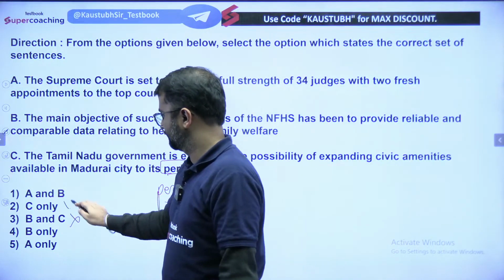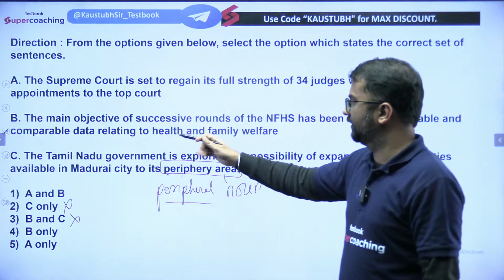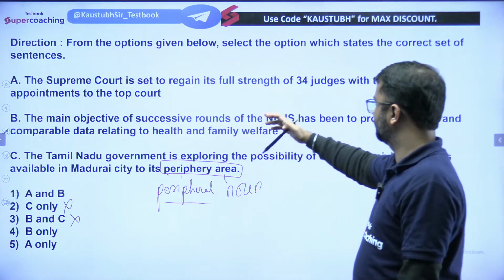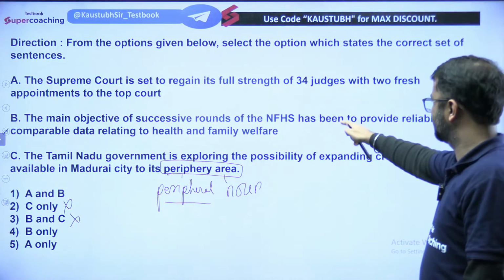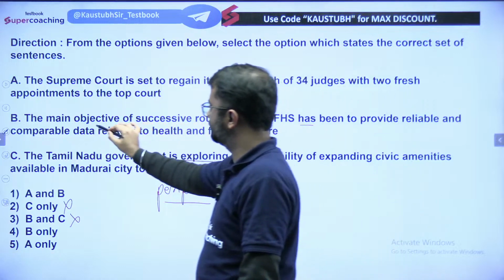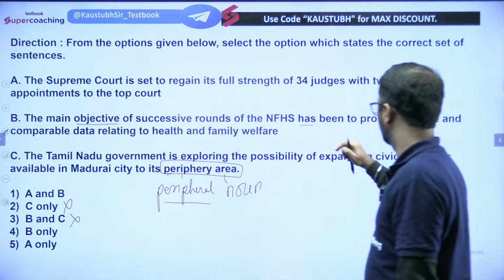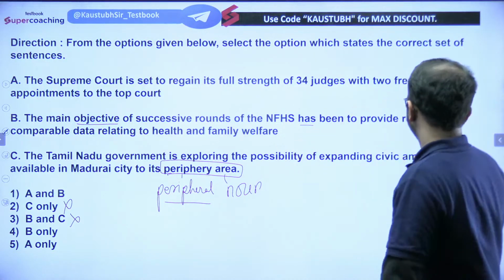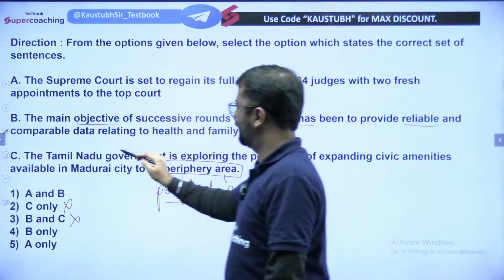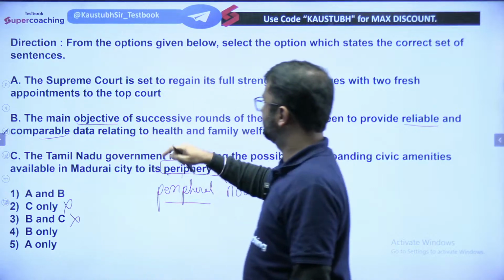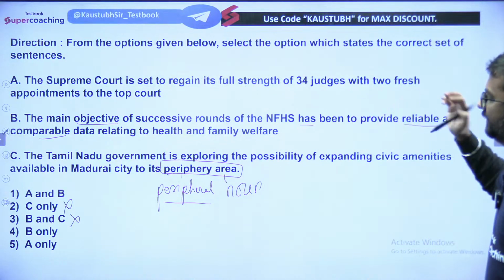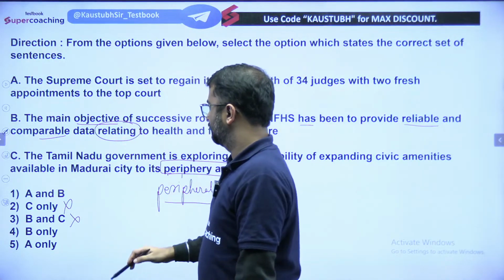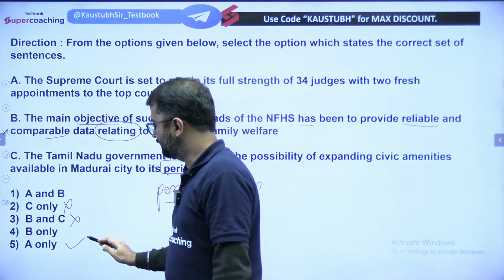Okay. And is there an error in B or no error in B? The main objective of successive rounds of the NFHS has been, has is written according to objective, objective singular, has singular, has been to provide reliable and comparable data, reliable adjective and comparable also adjective, used for data relating to health and family welfare. Data, you might argue related to, okay, in that case only A will be the right answer.